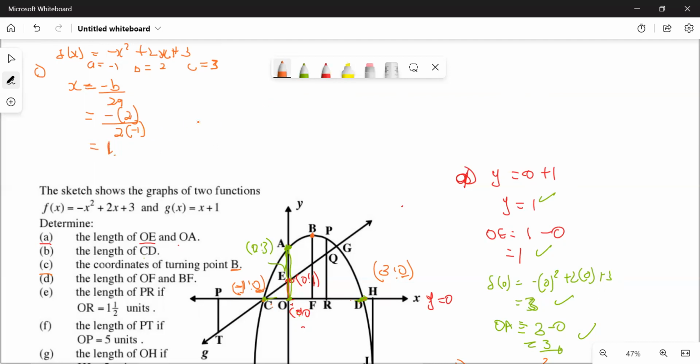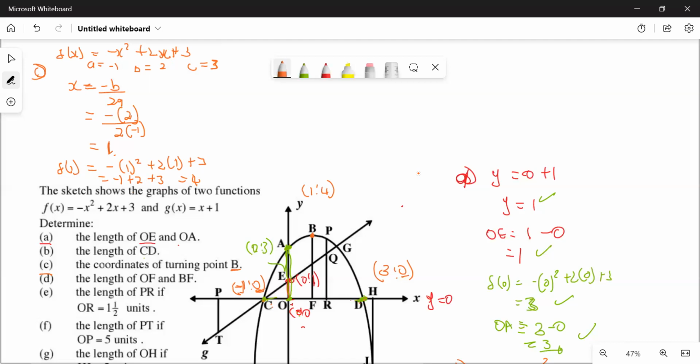Now that we got it, what should I do from here? Substitute in the formula. f of 1 is going to be given as minus open bracket 1 all squared plus 2 multiplied by 1 plus 3. This gives you minus 1 plus 2 plus 3. What do we get? 4. So we'll write the coordinates of the turning point here. We're going to have 1 which goes with 4. We're still fine.